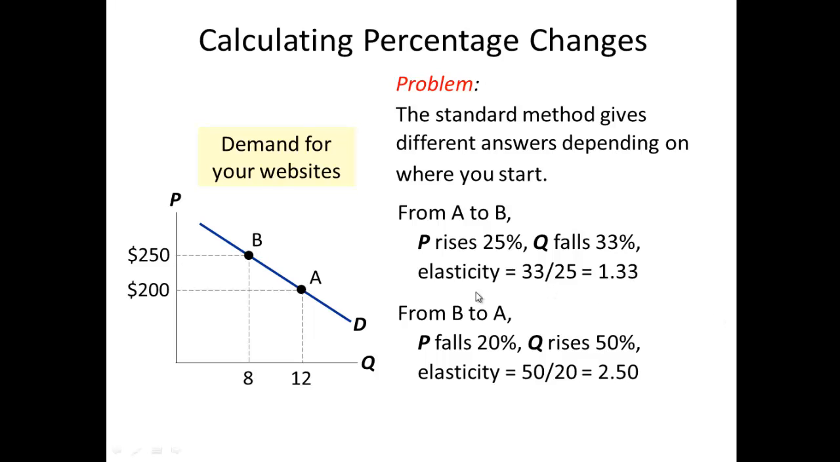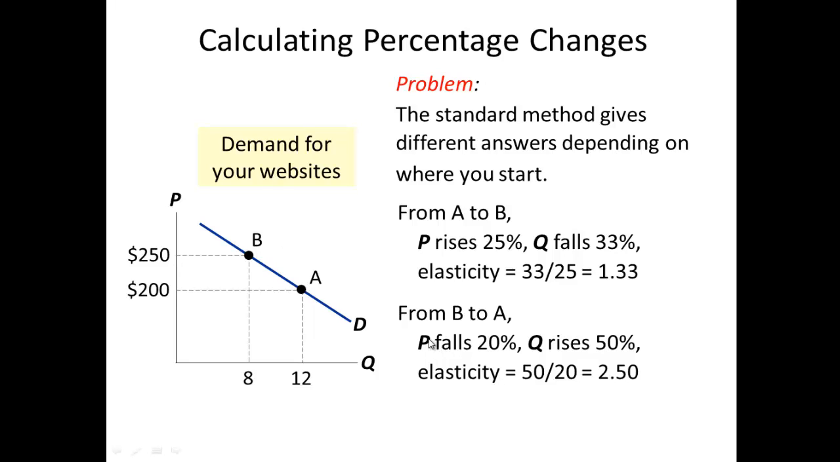The other scenario, again using the standard method: if we went from 250 to 200, from point B to point A, then price falls by 20%, not 25%. We're still using the same numbers, but our start point was at 250. In the first scenario, we started at 200 and were thinking about raising our price. If we flip that and say our start price was 250 and we're thinking about lowering our price to 200, what would be the response?